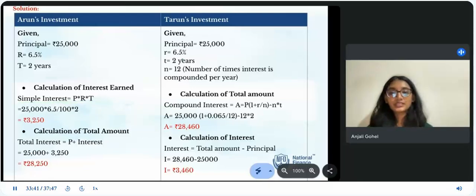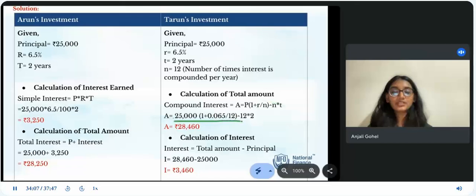It's the same amount, principal 25,000, 6.5% for 2 years. The difference here is it is compounded monthly, right? So how many times is it being compounded in 1 year? 12 times, because it's monthly. After each and every month it is being compounded. So how do we calculate? Same formula we will use, just the numbers would change.